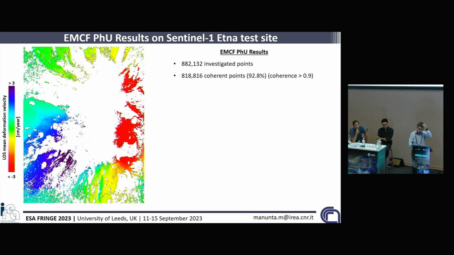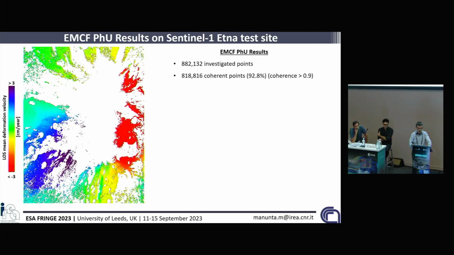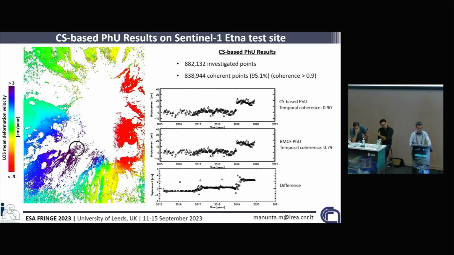In particular, we are considering points with a large coherence, larger than 0.9. With the EMCF, we unwrap more or less 93% of the points that we compute with the triangular coherence. And here we have the results of the CS-based. You can appreciate how, with the new algorithm, we are able to go on the top of the Etna, where the largest deformation has been detected.